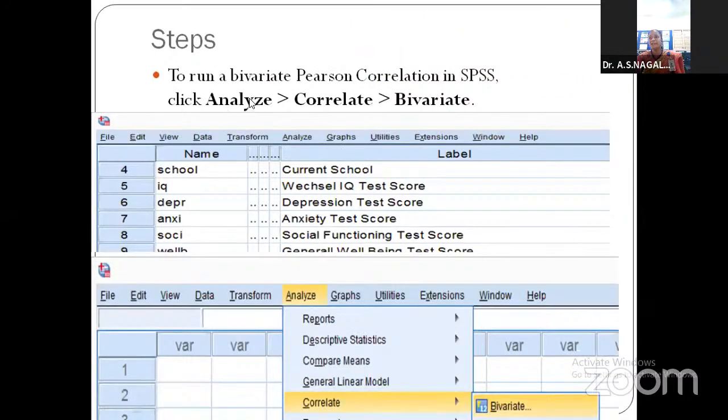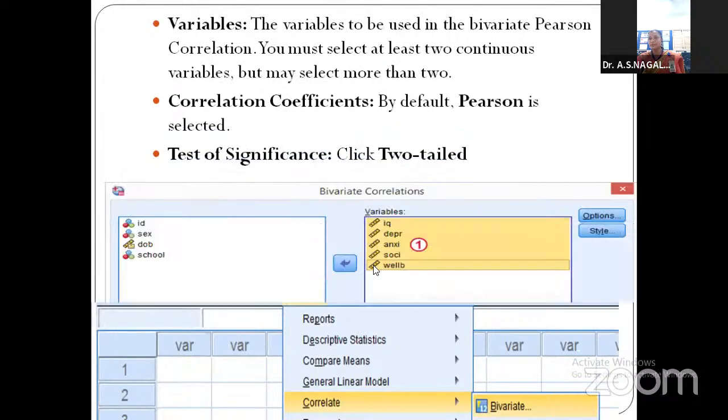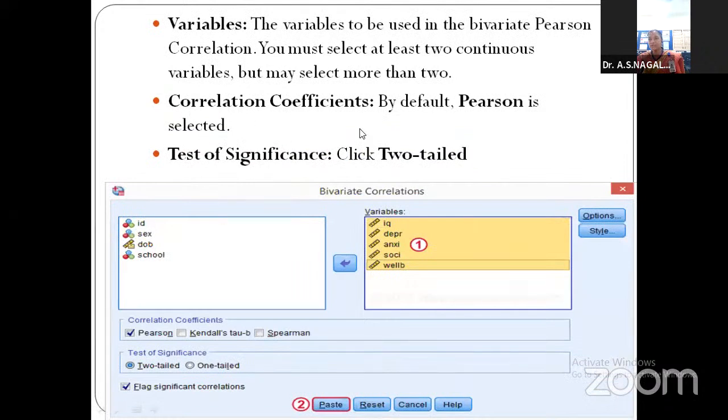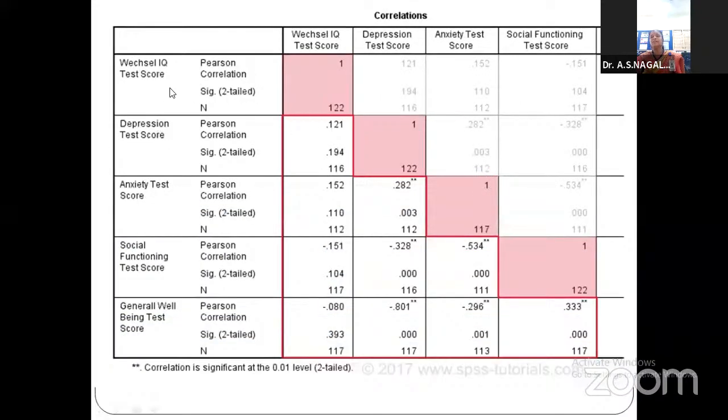So for that, we go to Analyze, Correlate, and choose Bivariate. If you choose that, you will have the bivariate correlation dialog. The variables must be scaled, in the sense of a 5-point Likert scale, computed as an average. Those variables must be taken here, and choose Pearson correlation. This will be your output.